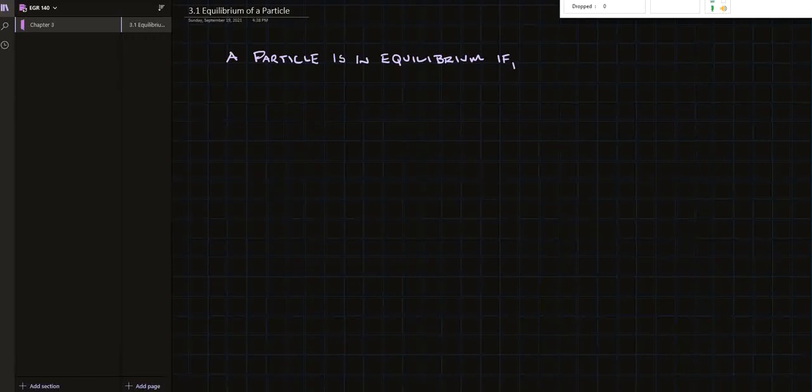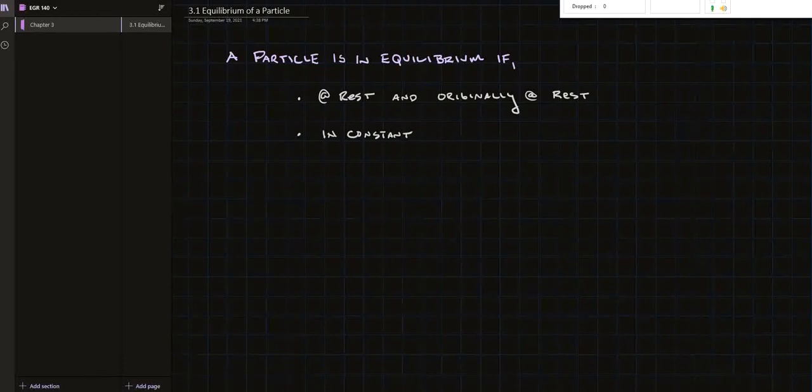Okay, in chapter 3, we're going to start talking about equilibrium. A particle is in equilibrium if it's at rest, and originally it was at rest, or if it is in constant motion, if originally in constant motion.